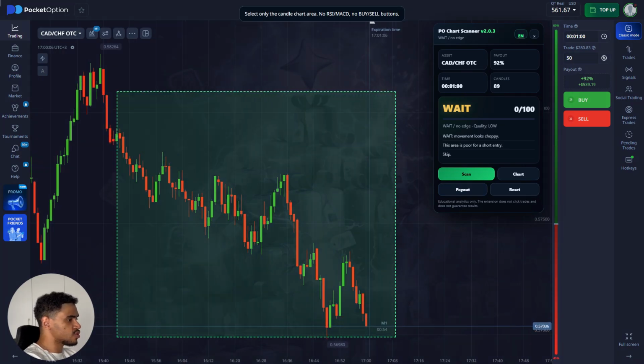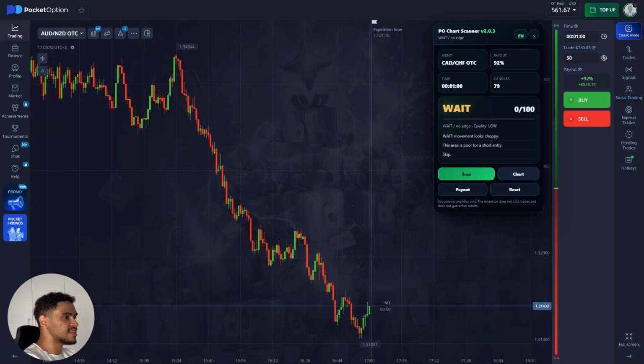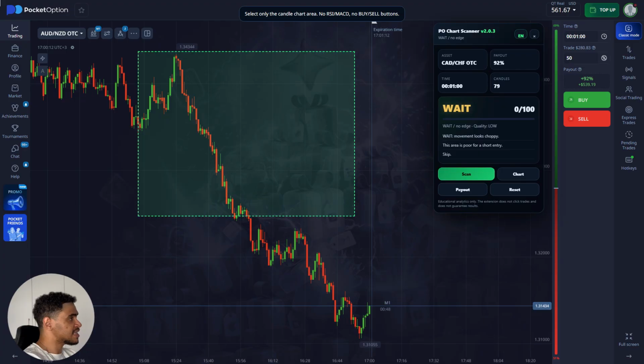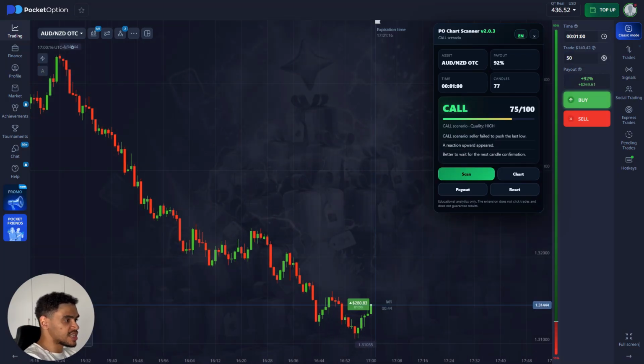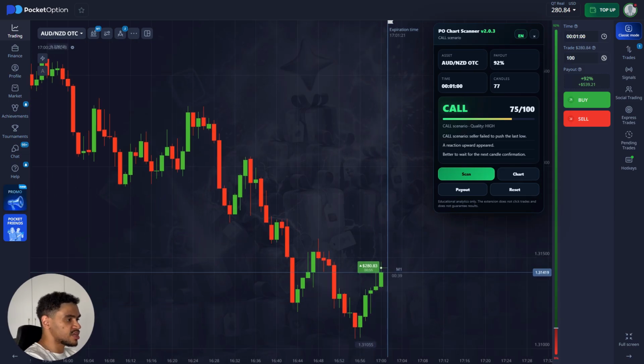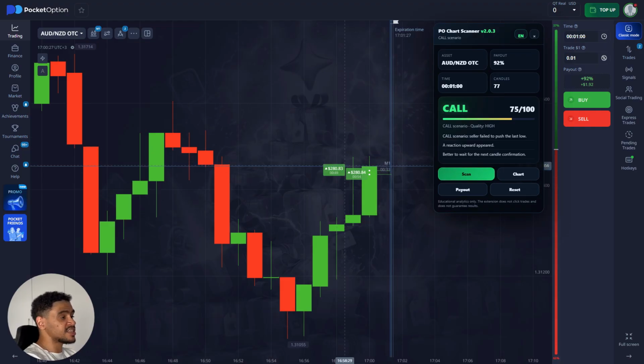Unless I just zoom out and do this, and let's see. It's still a wait, so this chart is not valid for an entry. And let's again select this area right now, scan, it's a buy position. Let's place 50% here and lock in on 100% for this trade as well. And there you go, we are $500 in, and this is going to put us at $1,000 of profit.